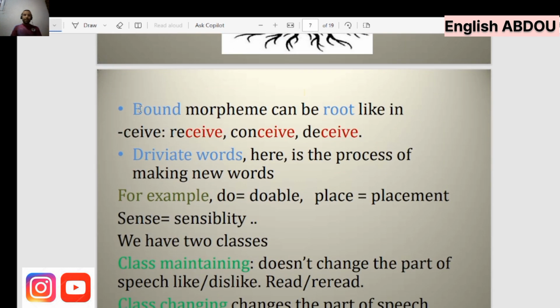The next type is the bound morpheme. And a bound morpheme can also be a root, like the root in receive. Here the root is of course the origin, but it cannot convey the meaning because these are Latin words. It is necessary to have another morpheme in order to construct a meaningful unit, like here: receive, conceive, deceive, and so on.